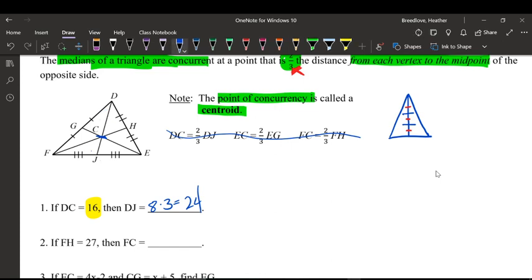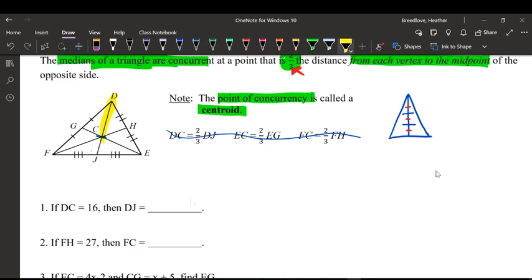Okay. Let's do it again then. So DC in the picture is here. It's saying that is 16 units long. And it's asking me what the whole measure of the median is then.